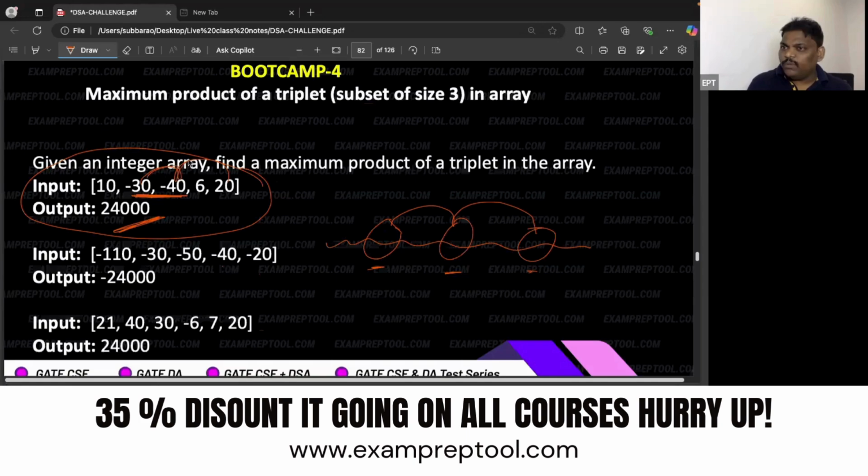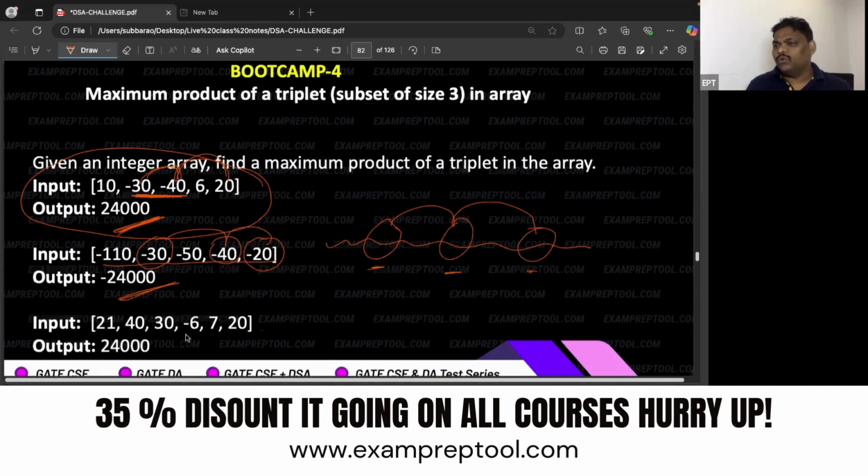So for this problem, the three people with maximum product give the answer 24,000. Here you can check all negatives. I think it's normal: take the first maximum, second maximum, third maximum, and multiply that. You will get this. Now next one.